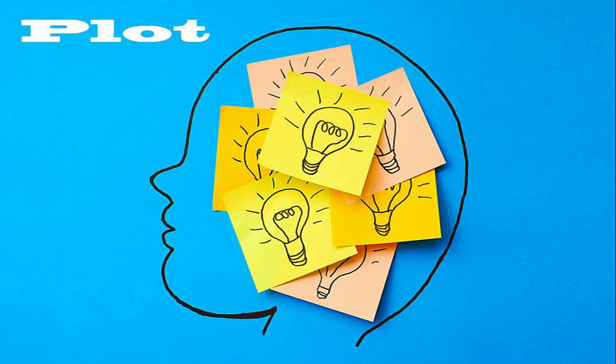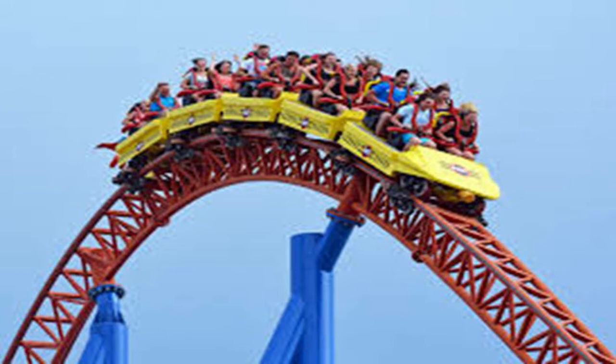So, what is a plot? A plot actually consists of four things: settings, characters, problems and solutions. And in between the problems and solution there are some important events that could happen in your story, right? A story is actually like a roller coaster.